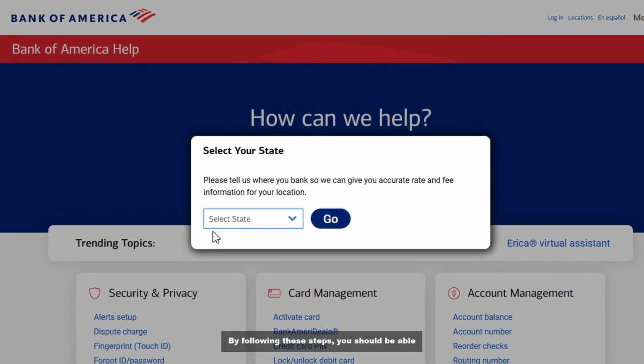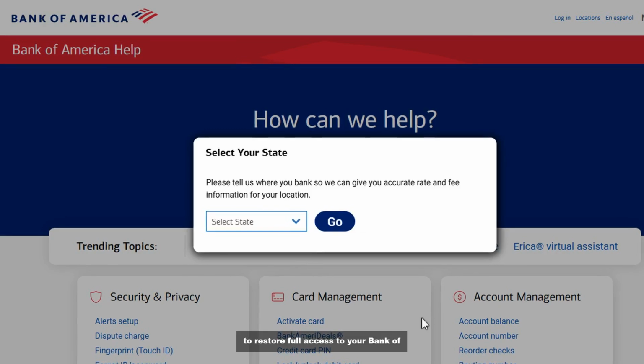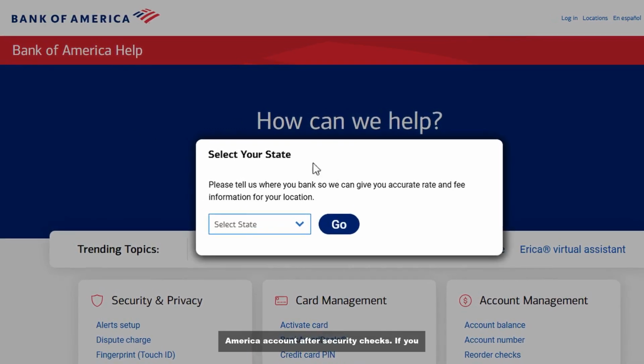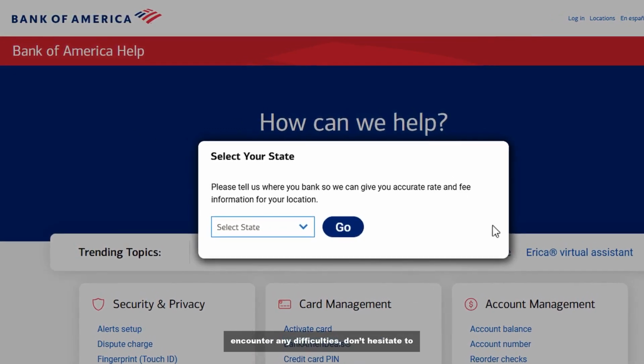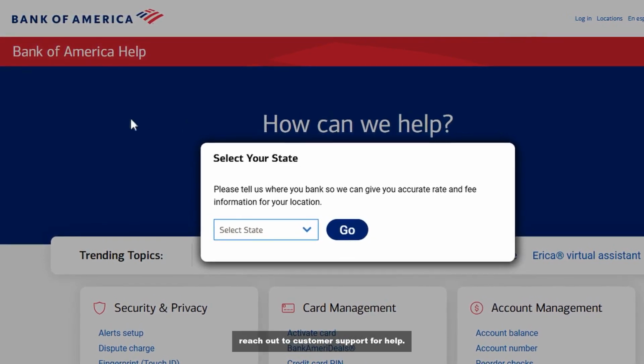By following these steps, you should be able to restore full access to your Bank of America account after security checks. If you encounter any difficulties, don't hesitate to reach out to customer support for help.